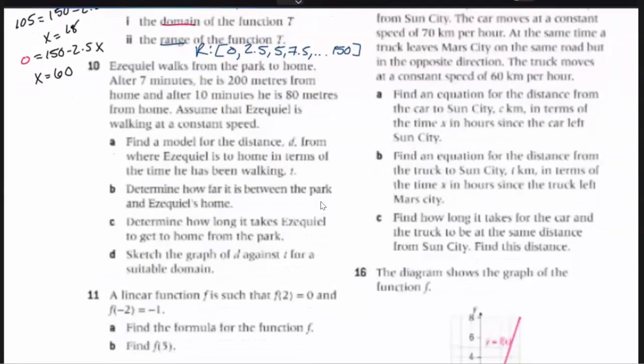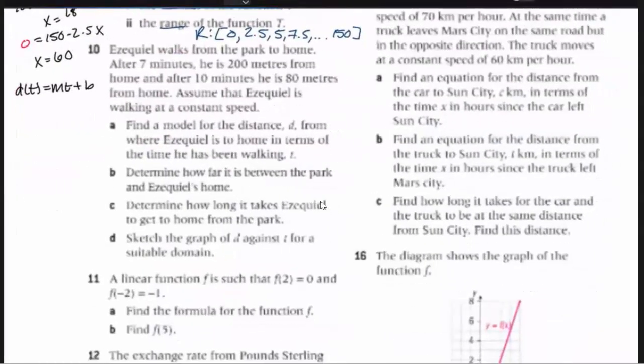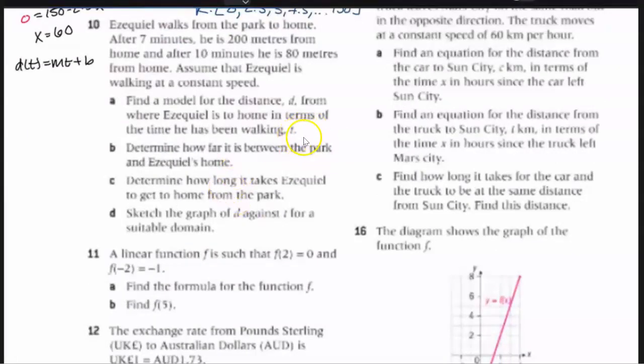Number 10. Ezekiel walks from the park to his house. After 7 minutes, he is 200 meters from home, and after 10 minutes, he is 80 meters from home. Assume that Ezekiel is walking at a constant speed. Find a model for the distance d from when Ezekiel is home in terms of the time he has been walking, t. So we're going to write a formula: d of t equals mt plus b, where t is my x value.